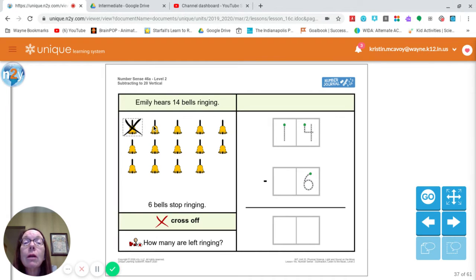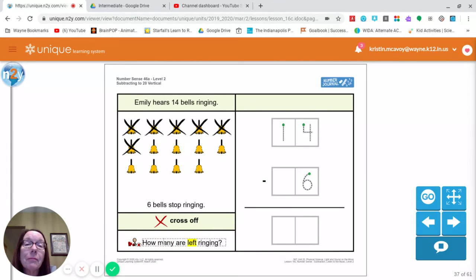1, 2, 3, 4, 5, and 6. Now, there's a question. It asks, how many are left ringing? If these have stopped because they're crossed off, they can no longer ring. How many can still ring? How many are still ringing? Let's see. We can count to see how many are left ringing.